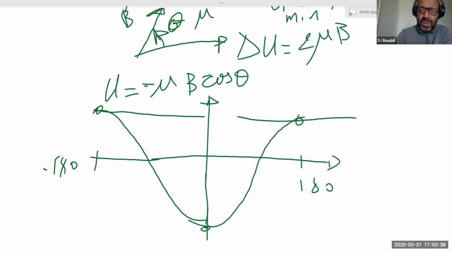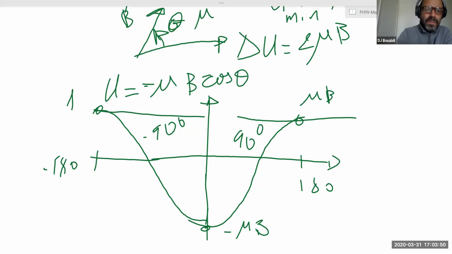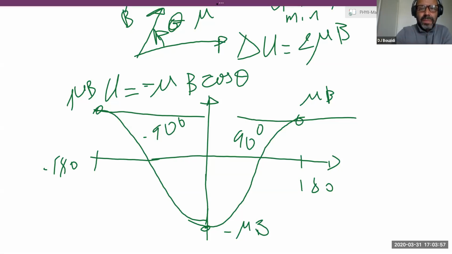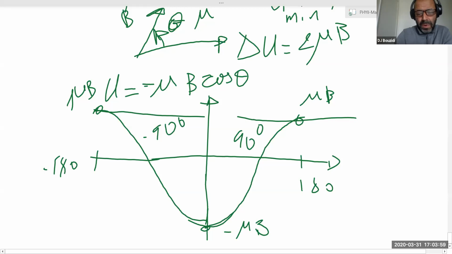It vanishes when theta is 90 degrees or negative 90 degrees. And it's at its lowest possible value, which is negative mu b, and at its highest value, it's mu b. You take a dipole and move it out of this region, out of the least possible value, it's going to come back.